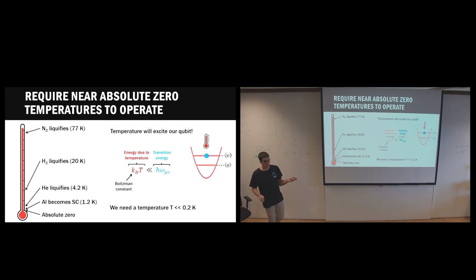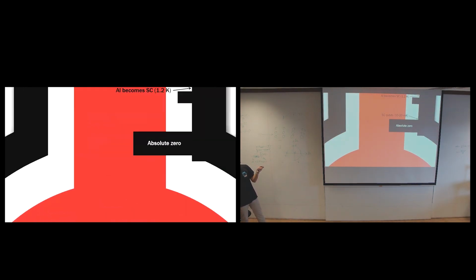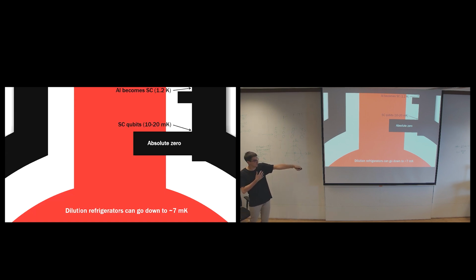If you work the math carefully, you need a temperature of around 10 to 20 millikelvin. So we need to operate qubits at about 10 millikelvin above absolute zero. Luckily, we have developed what we call dilution refrigerators, which we will show later in the lab, that can go down to 7 millikelvin. Of course, the colder you are, the better, and the less probability your qubit will be excited.